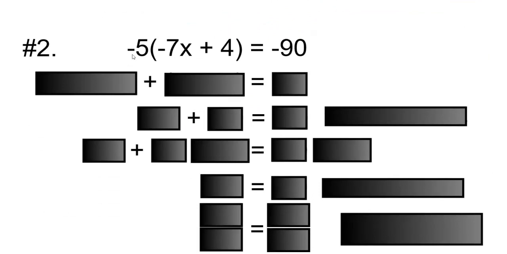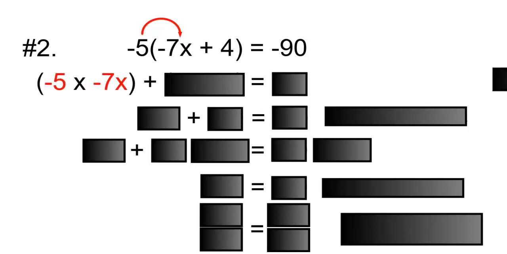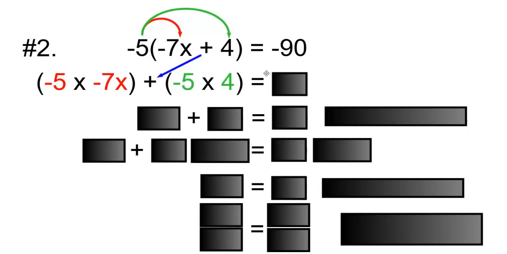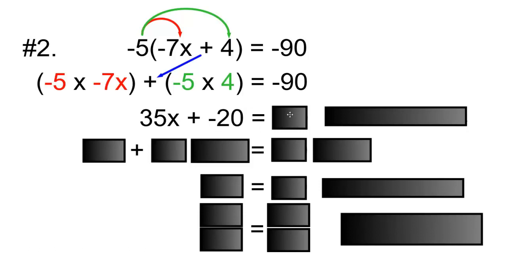Number 2: negative 5 times (negative 7x plus 4) equals negative 90. Negative 5 times negative 7x, plus negative 5 times 4, equals negative 90. Negative 5 times negative 7x is positive 35x. Negative 5 times 4 is negative 20. And that equals negative 90.